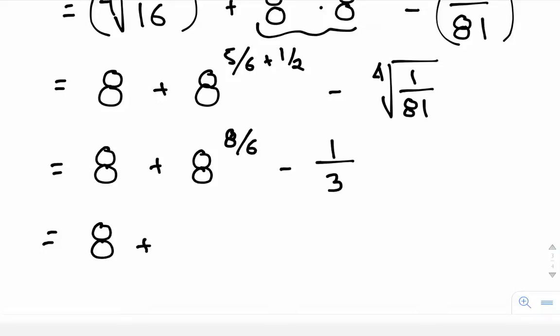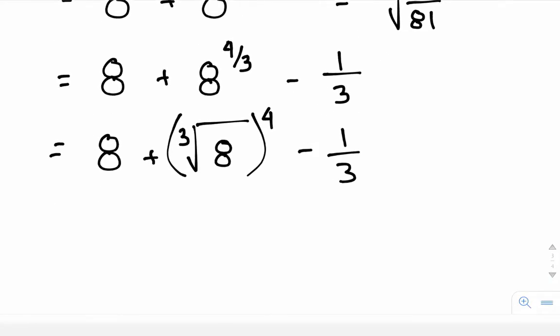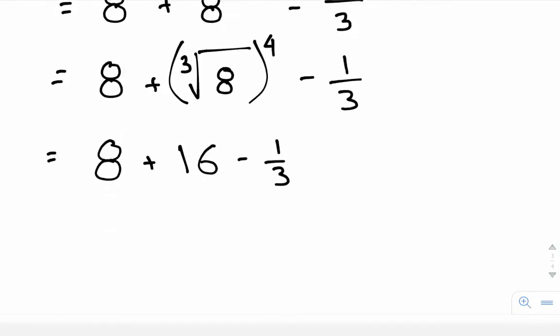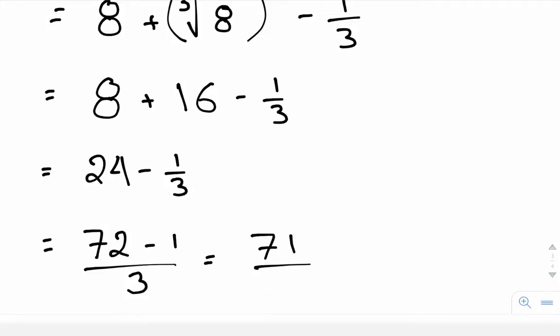Now let me simplify this fraction here. This 8 over 6, I could have rewritten as 4 over 3. So that would be the cube root of 8, close bracket, to the exponent 4, minus 1 over 3. Well, the cube root of 8 is 2, and 2 to the exponent 4 would give me 16. And so my final answer, well, almost there, I got 24 minus 1 over 3, which will give me, let's see, 72 minus 1 over 3, which is 71 over 3.